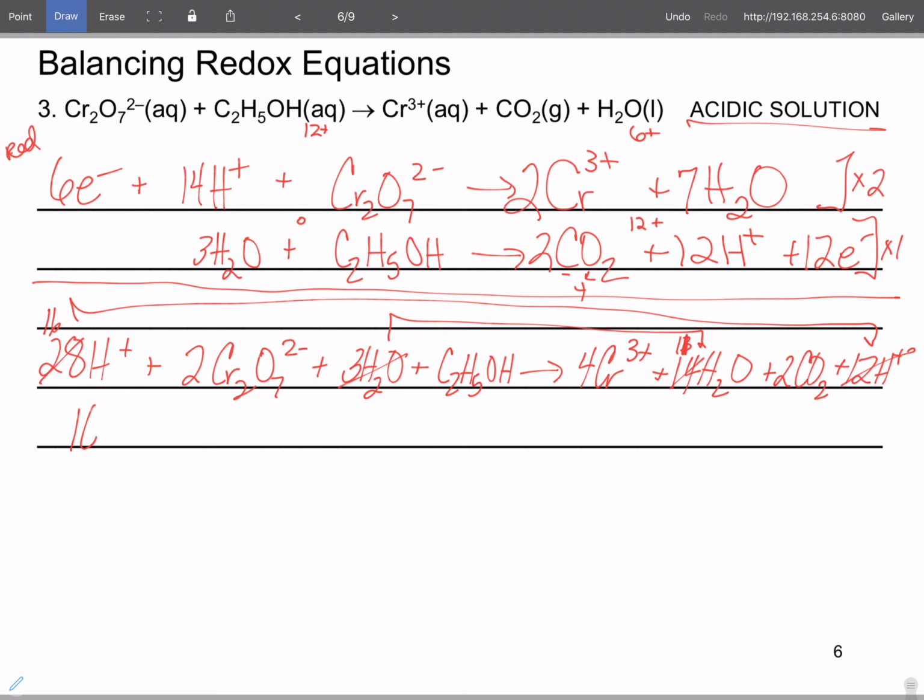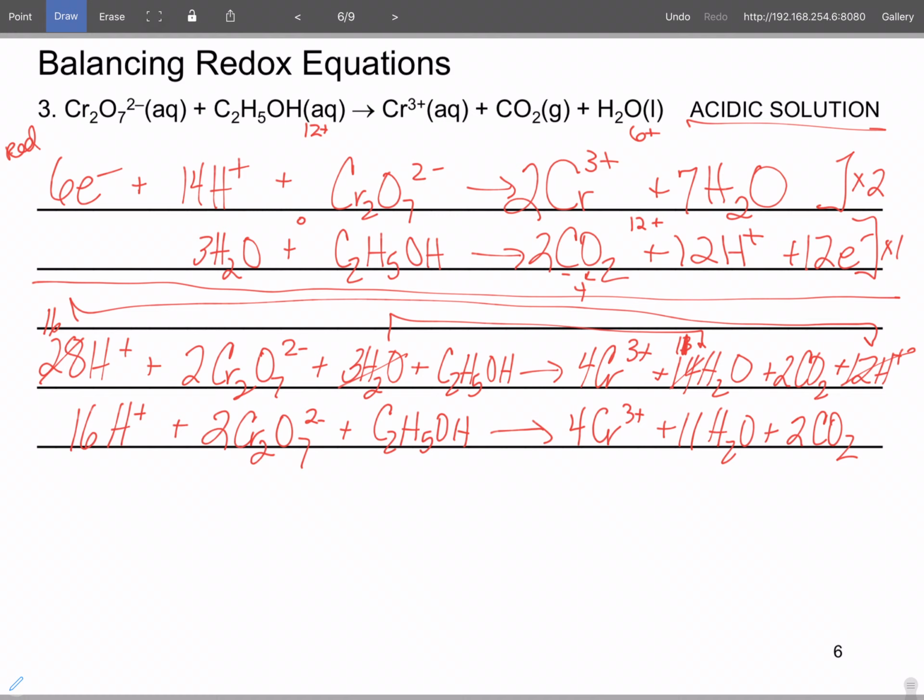So we have 16 H+ plus 2 Cr2O7 2- plus C2H5OH yields 4 Cr3+ plus 11 H2O plus 2 CO2. All right, let's do a quick double check.